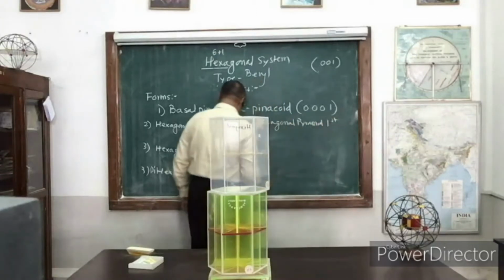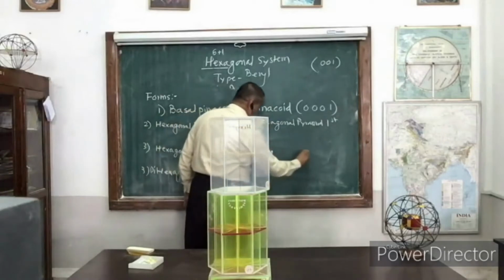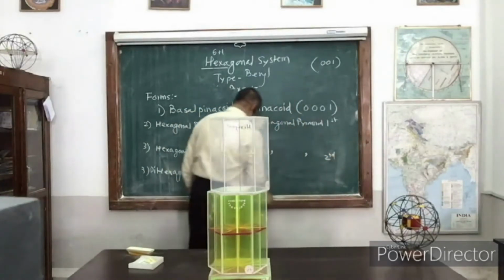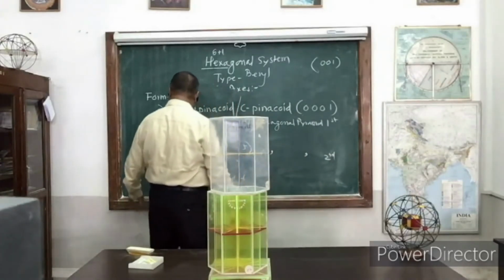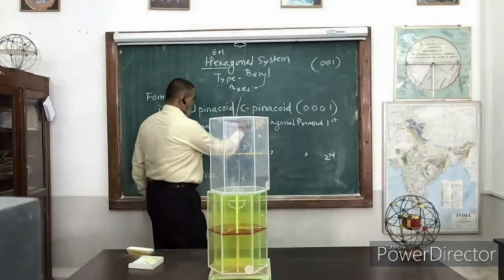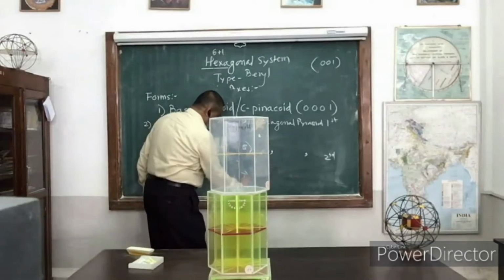Pyramid first order. Then hexagonal pyramid second order. Then here number 6. Yeah, this is there. I made a mistake here. It is number 4. This will be number 5. This will be number 6, and this is number 7.